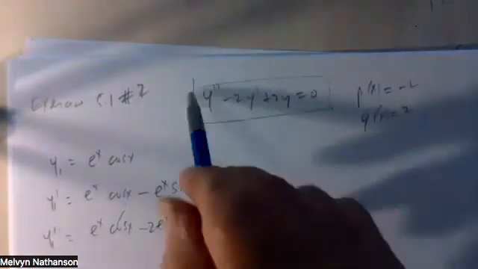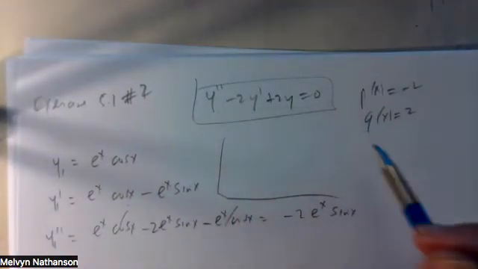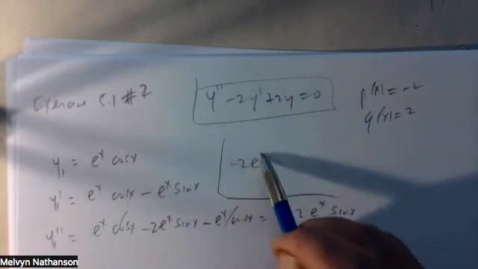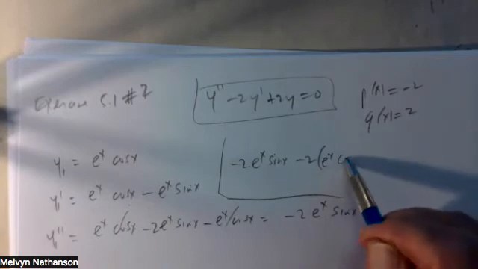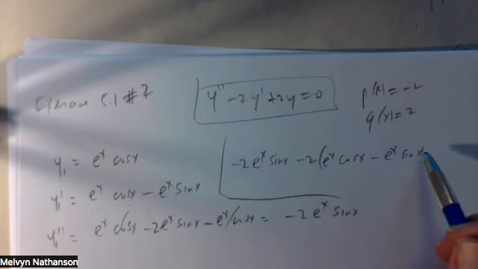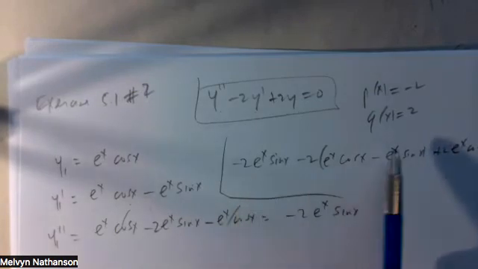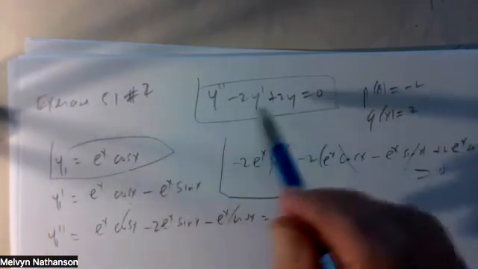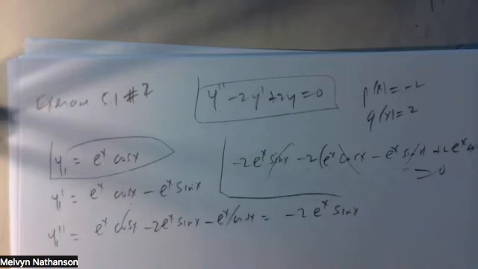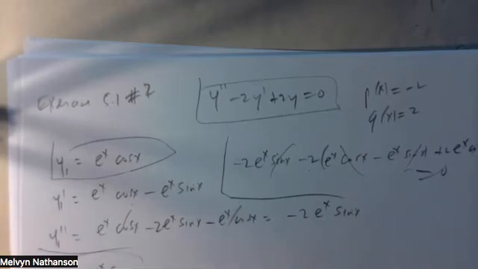So if I calculate the left-hand side of this, what do I get? I get y double prime, minus 2 e to the x sine x, minus 2y prime, that's e to the x cosine x minus e to the x sine x, plus 2y, plus 2 e to the x cosine x. Here I have minus 2 plus 2, they cancel. Minus 2 plus 2, that cancels. This equals 0. So this is a solution of this differential equation. And if I check the function y2 equal to e to the x sine x, this is also a solution.